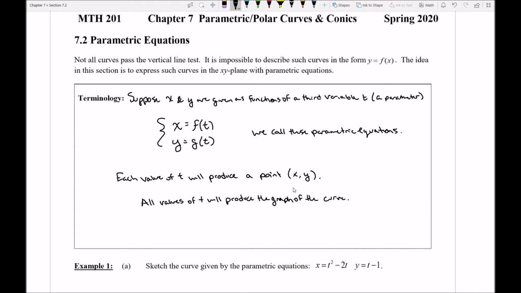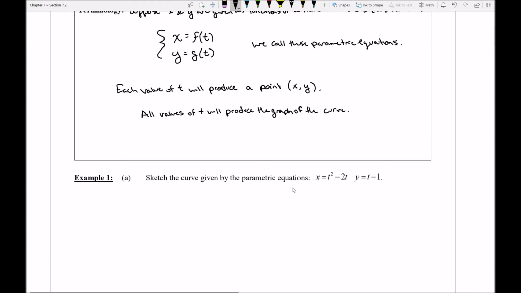So we're going to see some different examples here, and I'll start with example number 1 of how some of these curves look and how I can imagine dealing with their functions. Sketch the curve that's given by these parametric equations. You'll see here I have a formula with t's that is determining x, so this is like my f of t formula, and then I have a g of t formula, which is this t minus 1.